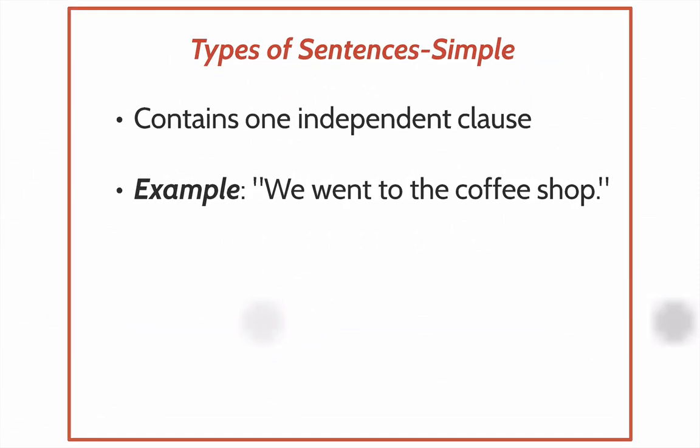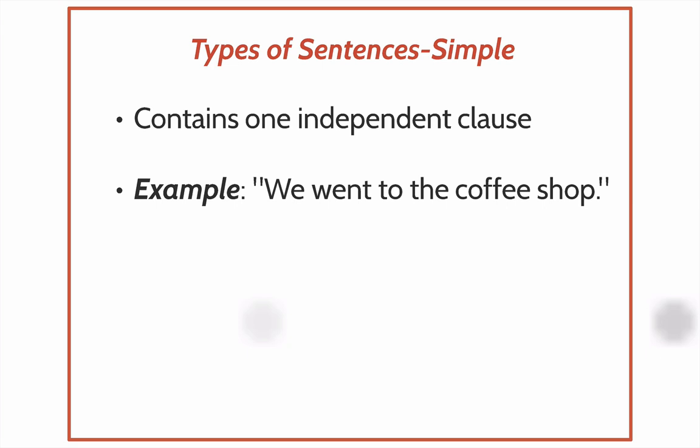The simplest form of sentence is called simple. It's just a sentence with one independent clause. An example you have here: we went to the coffee shop, right? Subject, predicate, one independent clause, functioning on its own as a sentence.